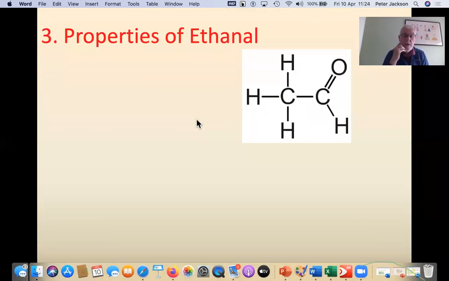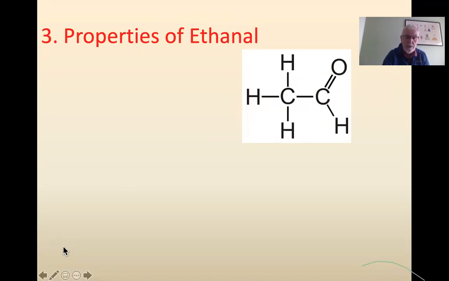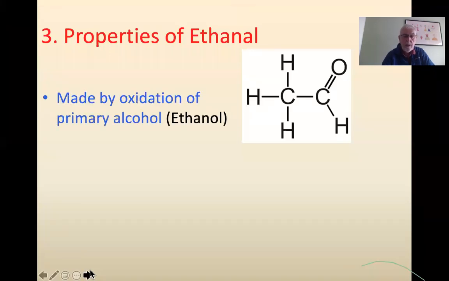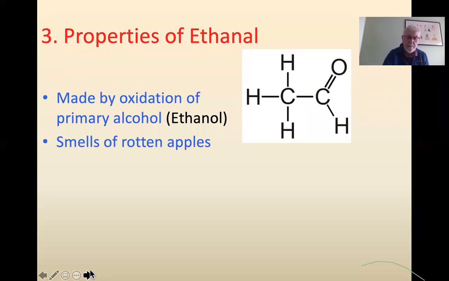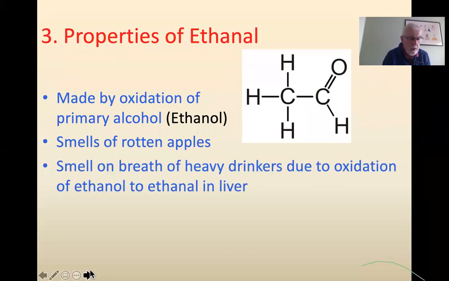Right, so we've talked briefly about making an aldehyde from an alcohol. Here is ethanal, the second member of the aldehyde series. Made by the oxidation of a primary alcohol, ethanol, to make ethanal. It smells of rotten apples. If you meet someone who's been drinking a lot the night before, there's a particular smell off their breath the following morning. The smell you get off their breath is ethanal.